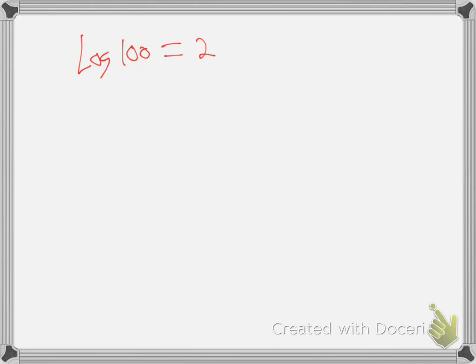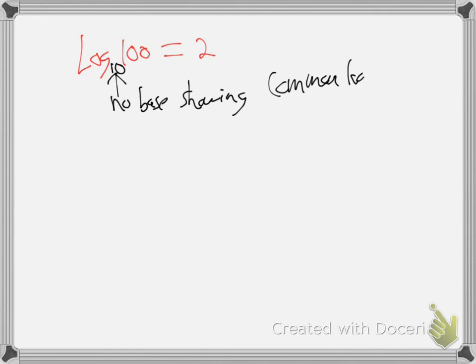Remember I said every log has 3 parts? Base, argument, and answer. What's the base? I don't see a base there. Ten. So if no base is showing, that means 10. You remember this from algebra? Maybe not so much. It's called a common log. If there's no base showing, it means the base is 10.